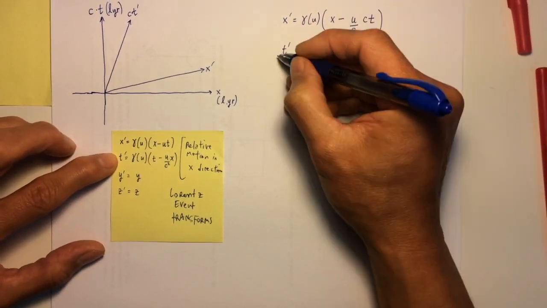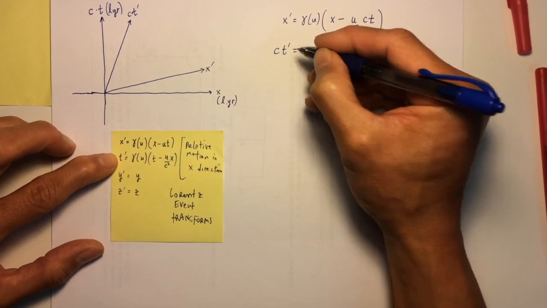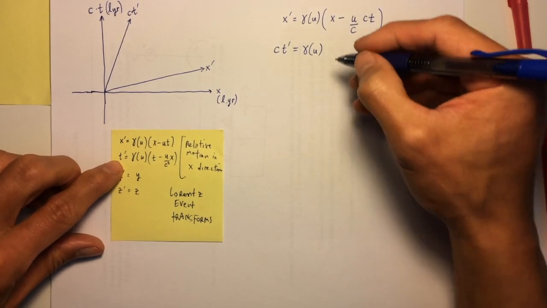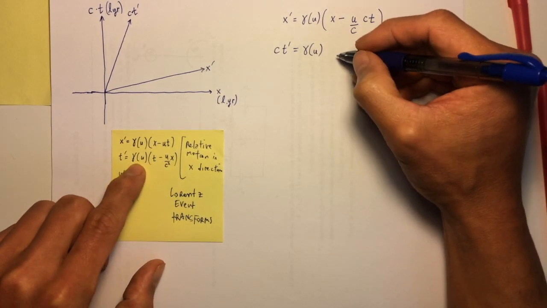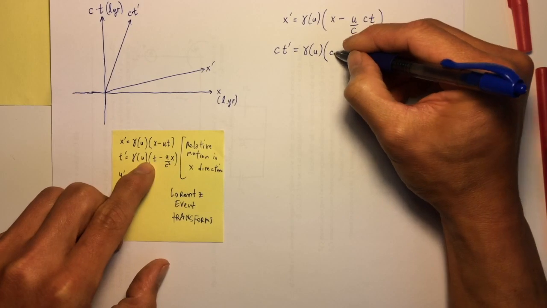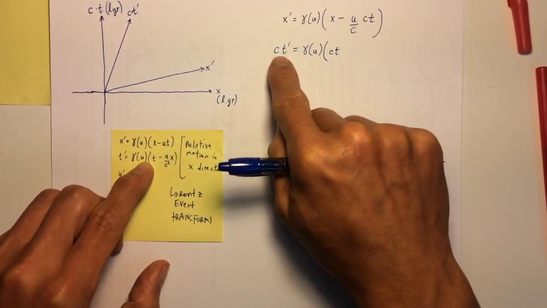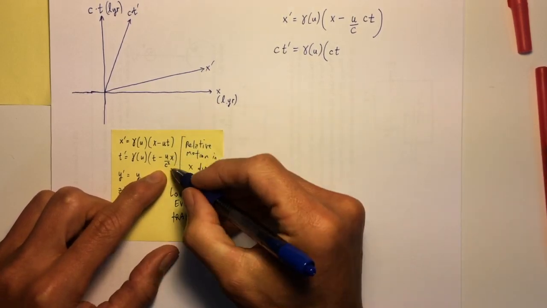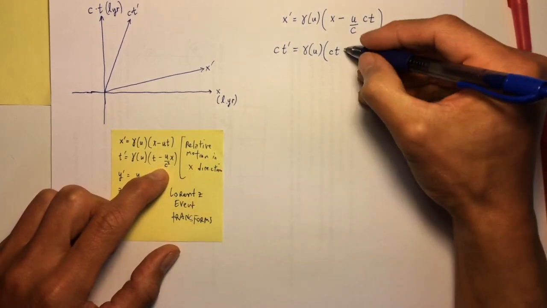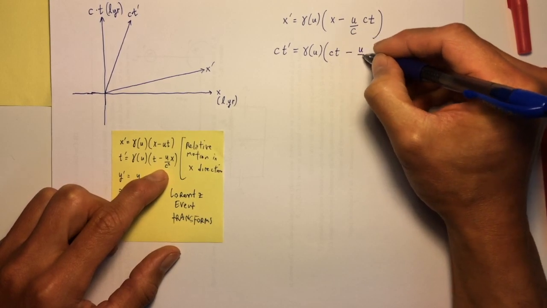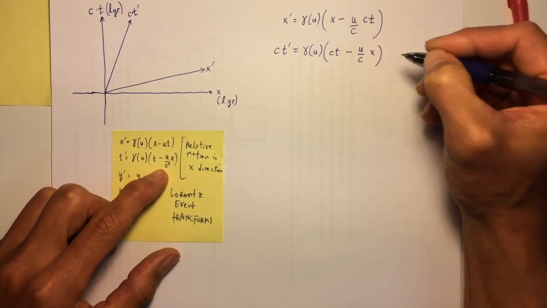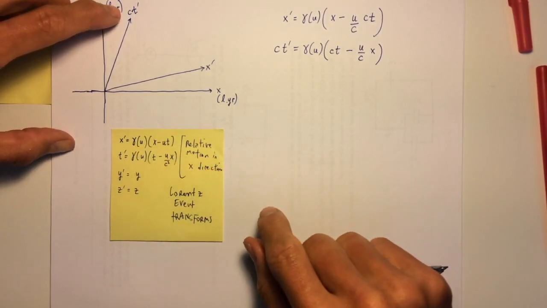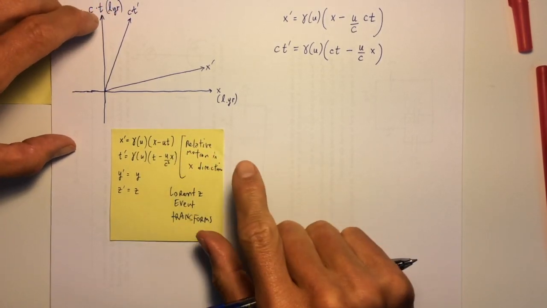So t prime, I'm going to multiply by c, is equal to gamma of u, right? So there's ct prime. And then I'm going to multiply by c throughout the right-hand side as well. So it's ct, so now I have ct and ct prime. And then multiplying by a factor of c on the second term just gets rid of one of the c's on the bottom. So it goes minus u over c times x, right? And okay, so I've got that.